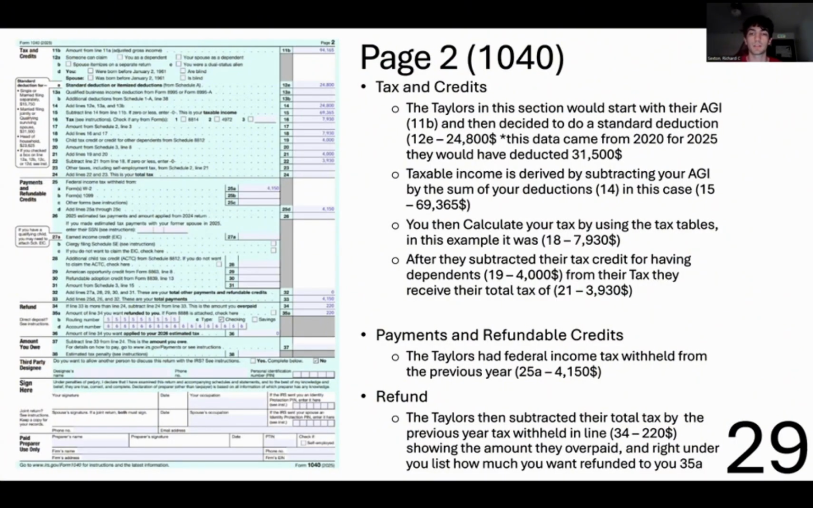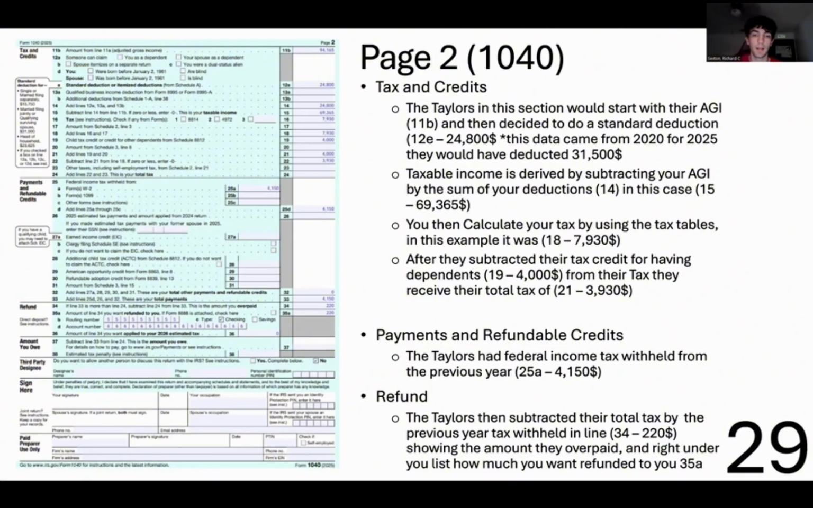After they subtracted their tax credit for having dependents, line 19, $4,000, from their tax, they would receive their total tax of $3,930, as seen on line 21. Payments and refundable credits. This section shows that the Taylors had federal income tax withheld from the previous year of $4,150, as seen on line 25A.